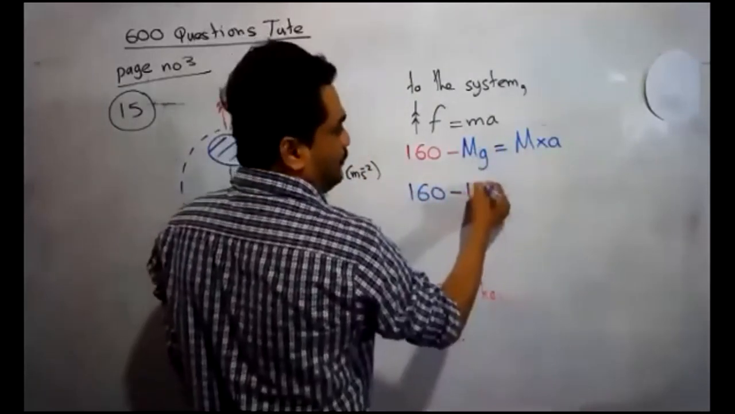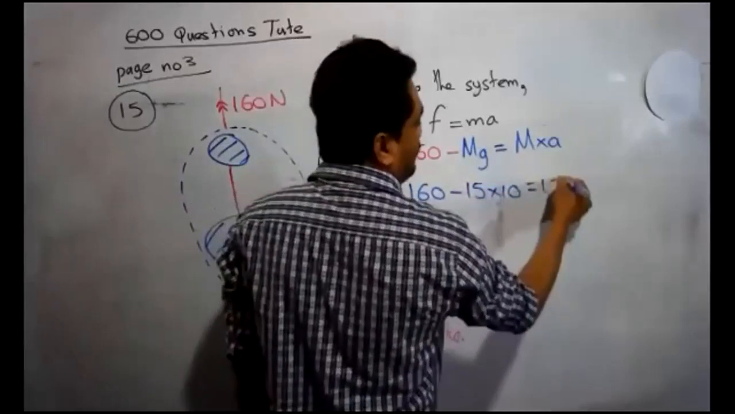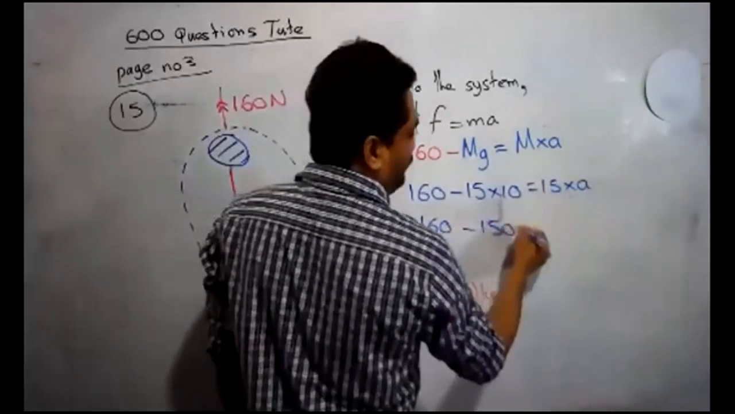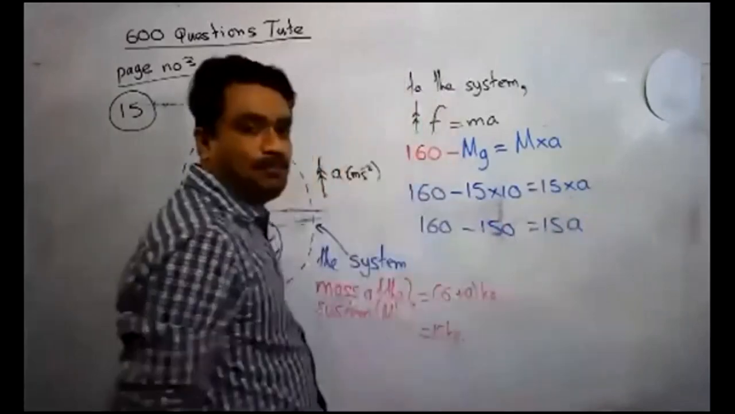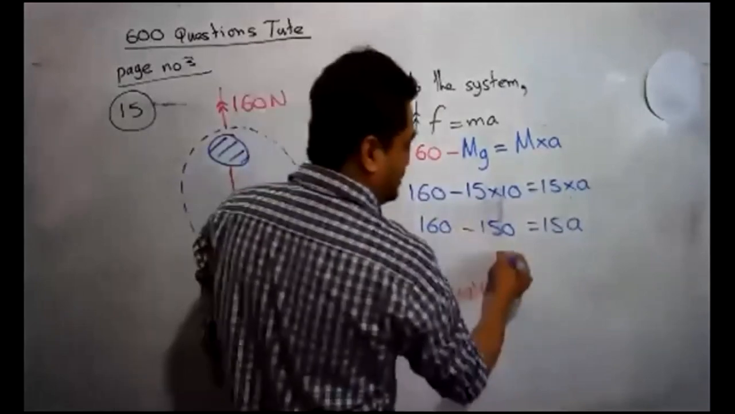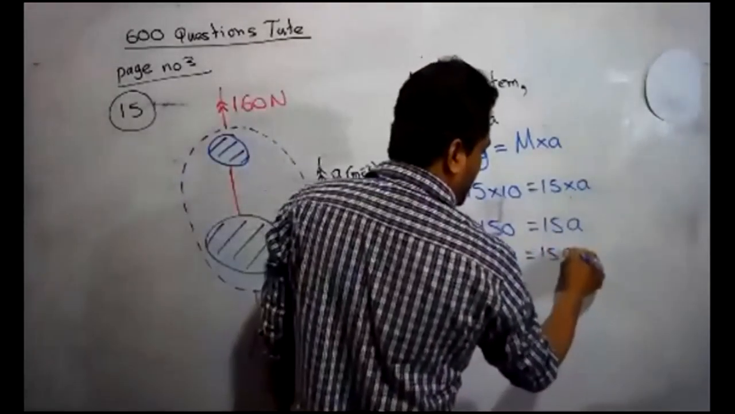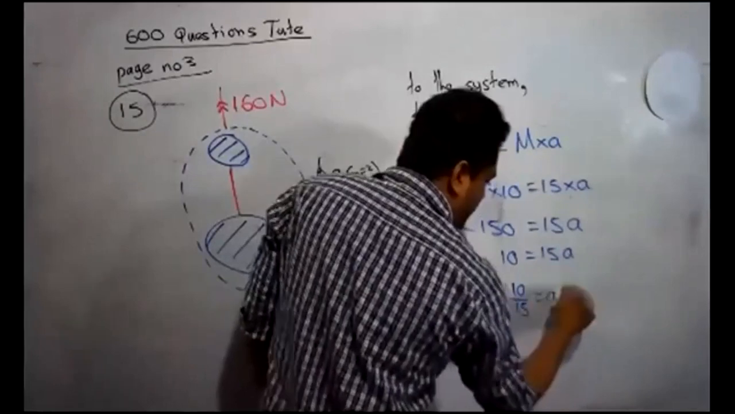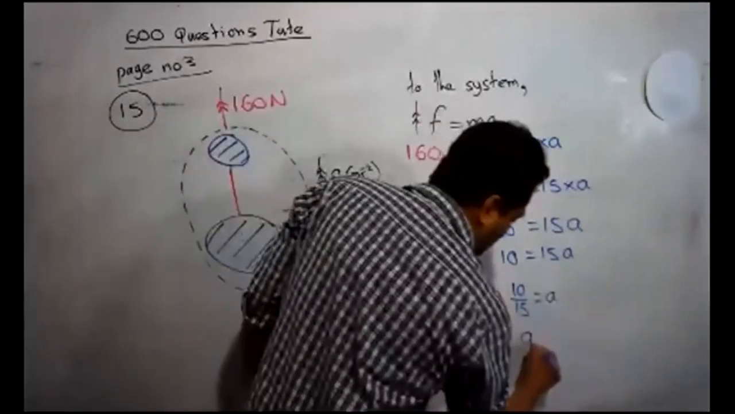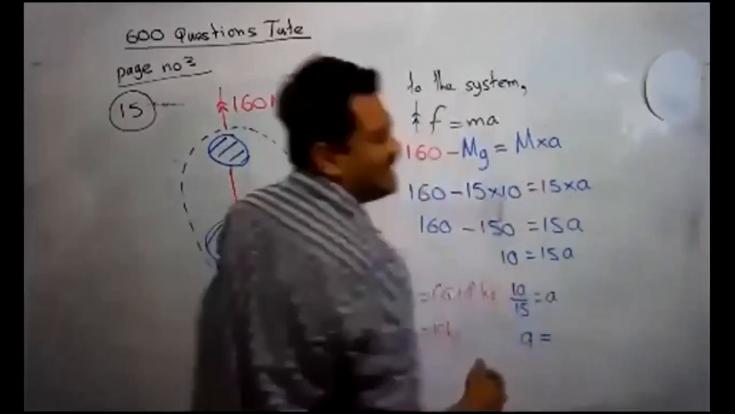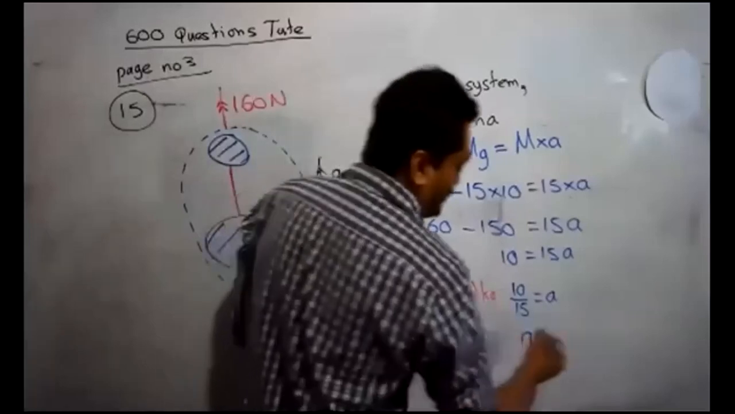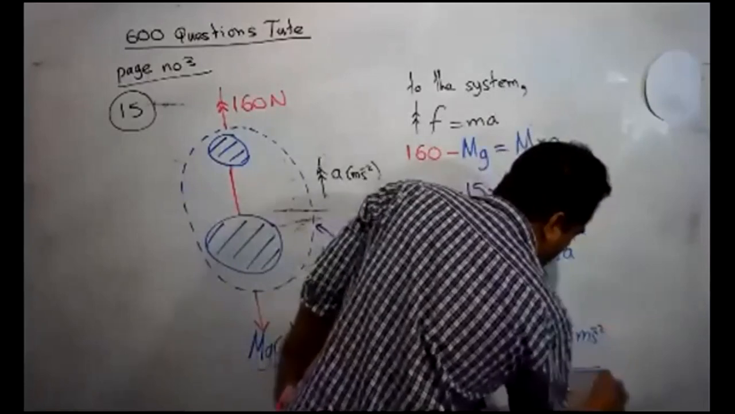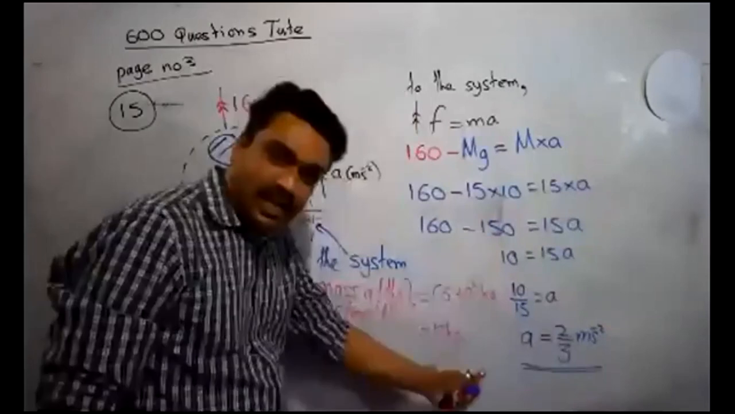Right. 160 minus capital M, 15. G is 10, this is 15, acceleration is simply A. 160 minus 150 equals 15 times A. 160 minus 150 is 10, equals 15A. If you take 15 to this side, you get 10 divided by 15 equals A. 10 divided by 5 is 2, 15 divided by 5 is 3. So the acceleration is 2 by 3 meters per second squared.